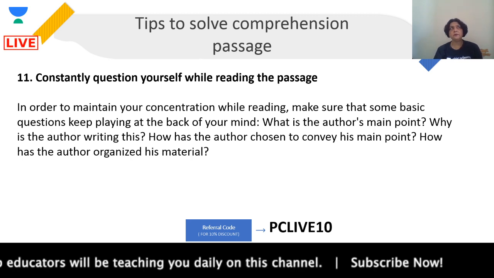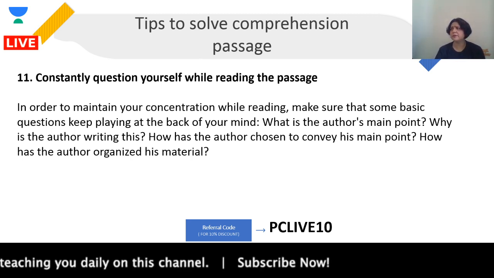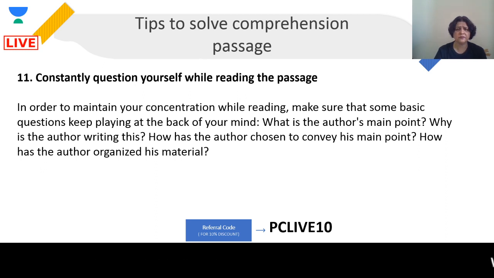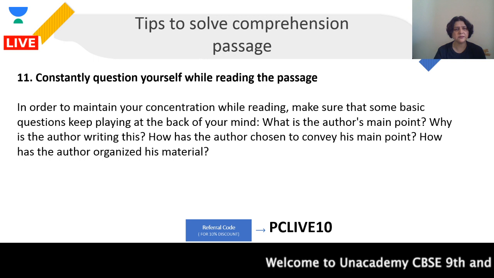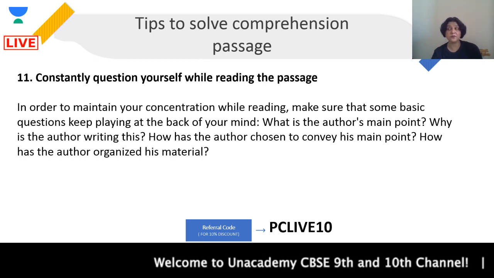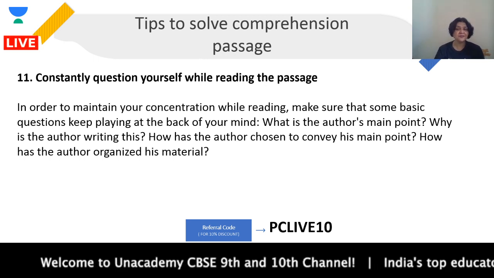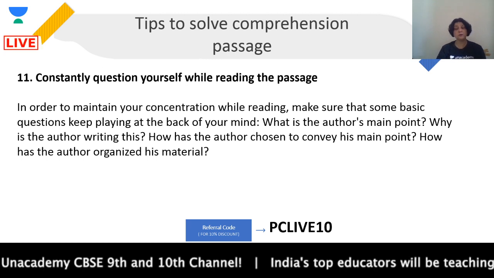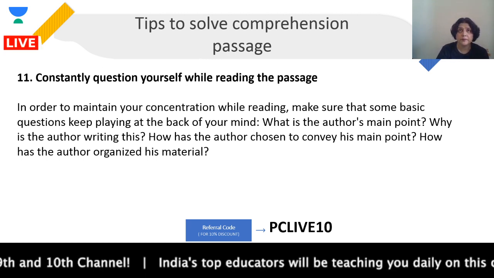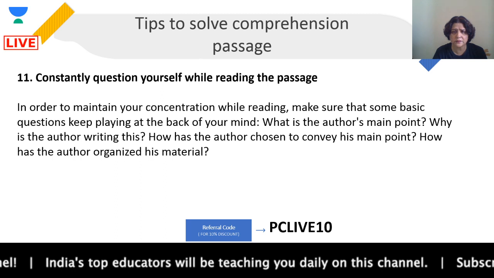Because you may feel, I am reading the comprehension passage, so why do I question myself? In order to maintain your concentration while reading, make sure that some basic questions keep playing at the back of your mind. This is very, very important. What is the author's main point? What is he trying to convey? Why has the author written this passage?